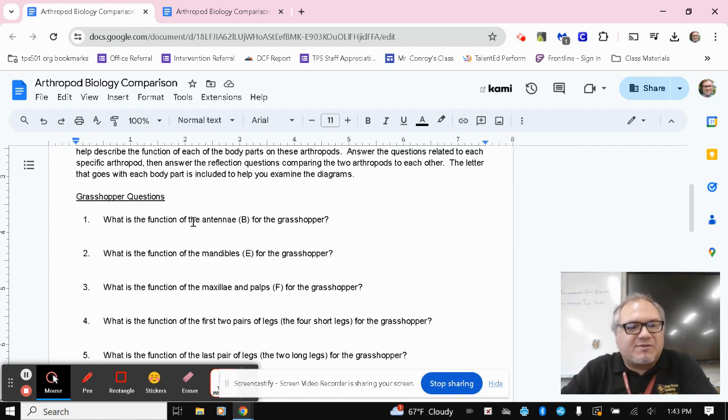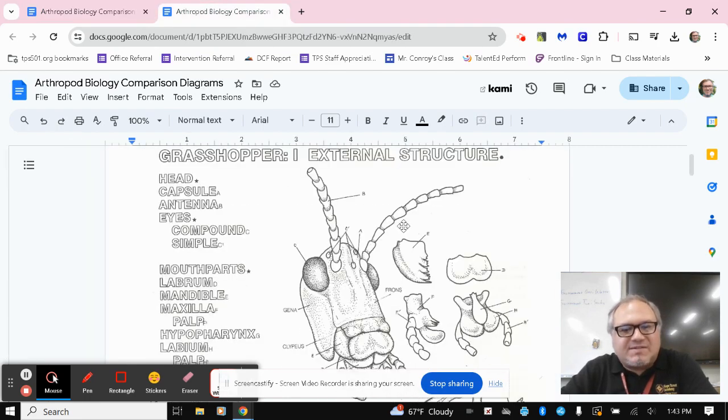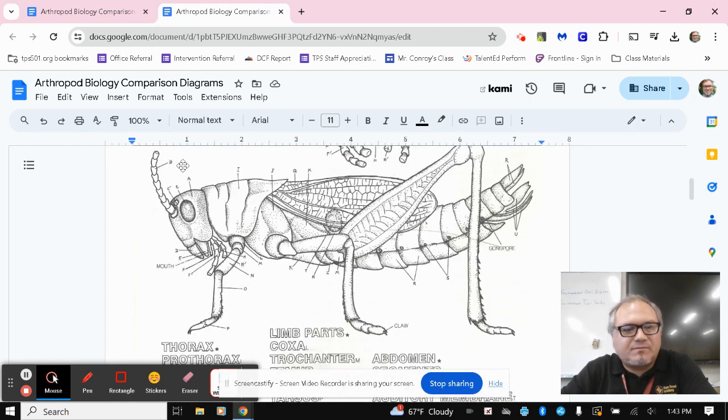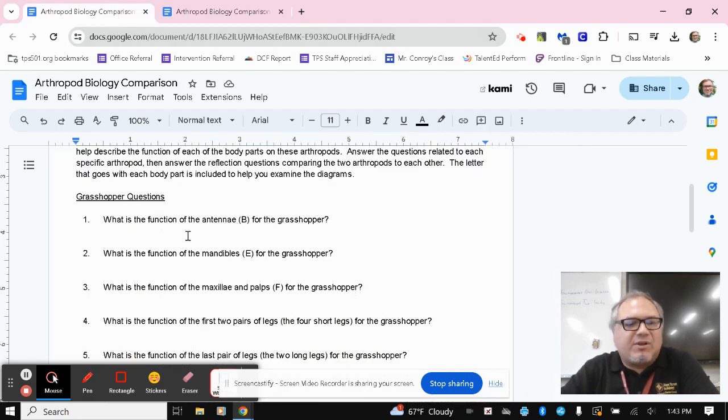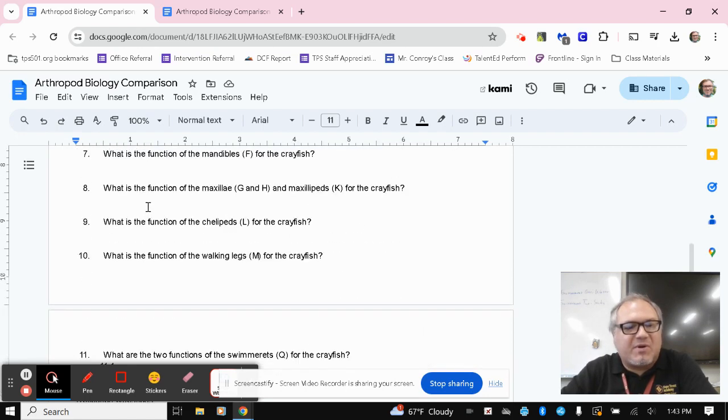So, for example, the first grasshopper question is, what is the function of the antennae, which is labeled B for the grasshopper? So you can see here on the view of the grasshopper's head, B leads to the antenna. Same thing here on the side view. B indicates that body part. So you would look through the accompanying text to figure out, okay, what does the antennae do? You may also have a sense of it just based on its location in the body, what you've seen this animal do before with those body parts. So there are similar questions here for different appendages on both the grasshopper and the crayfish.